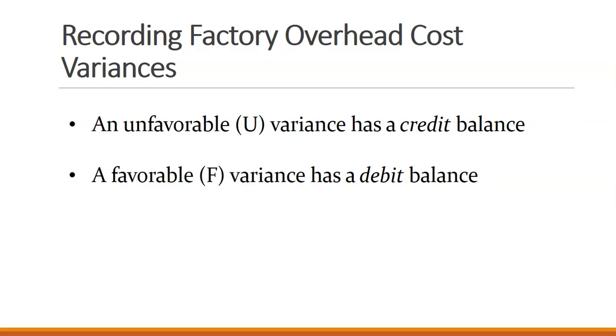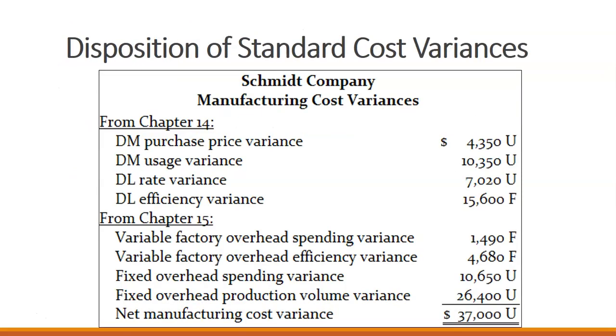So when we look at the standard cost variances for our Schmidt company, we have our direct materials and direct labor variances from chapter 14, and now we've added our four overhead variances from chapter 15.